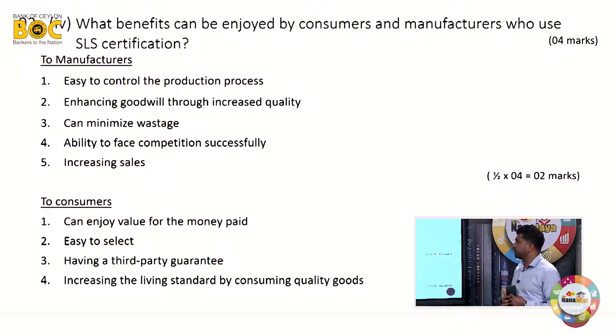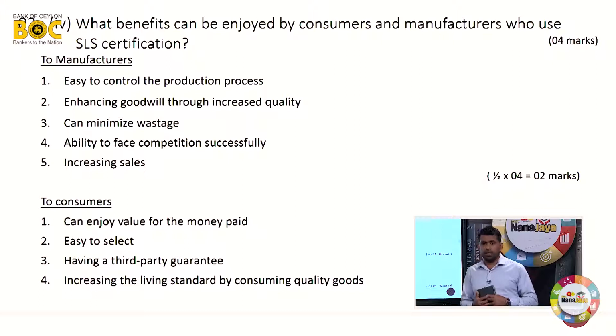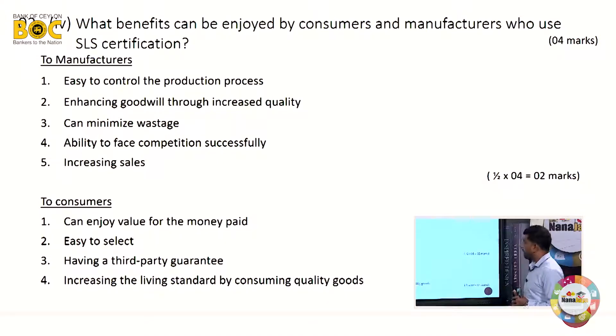Easy to select. Consumers can select goods which have SLS certification. Having a third party guarantee gives protection to the consumer. The protection has been assured by another institution, that is SLS. Increasing the living standard by consuming quality goods, that means by consuming quality goods you can increase your living standard or quality of life. Right, let's move to question number 2, Roman number 5.